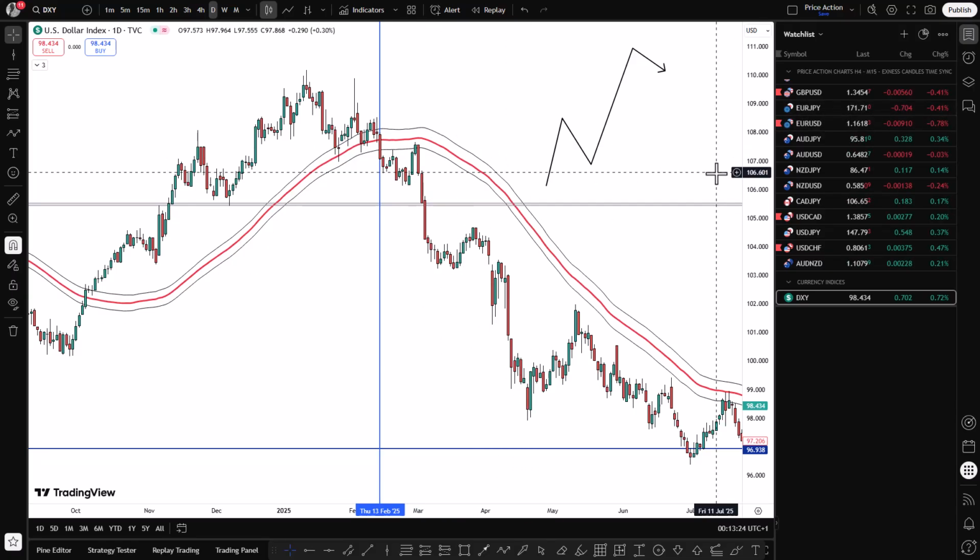So in a nutshell, what does this mean? What this simply means is that you can use the dollar index as an added confirmation for when you identify trade setups which involve the United States dollar.